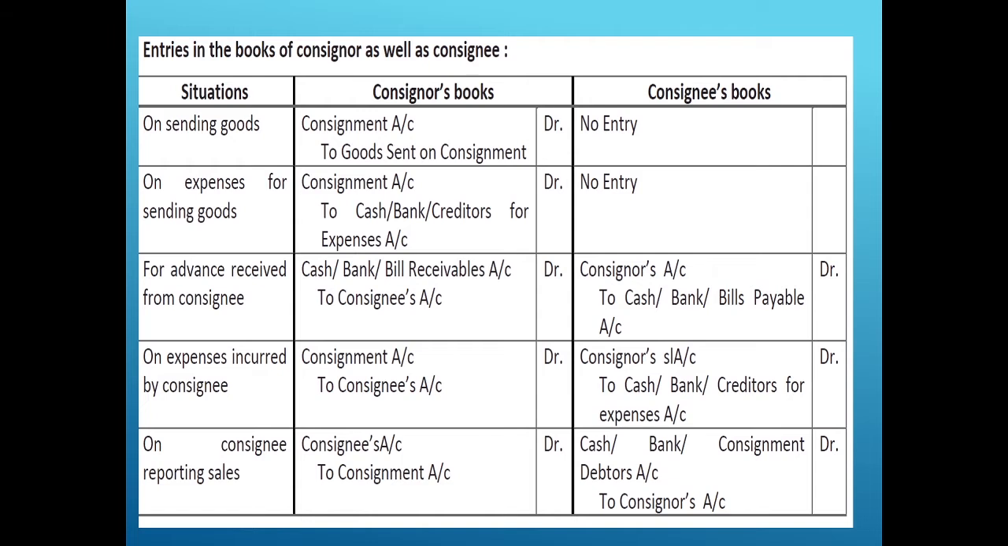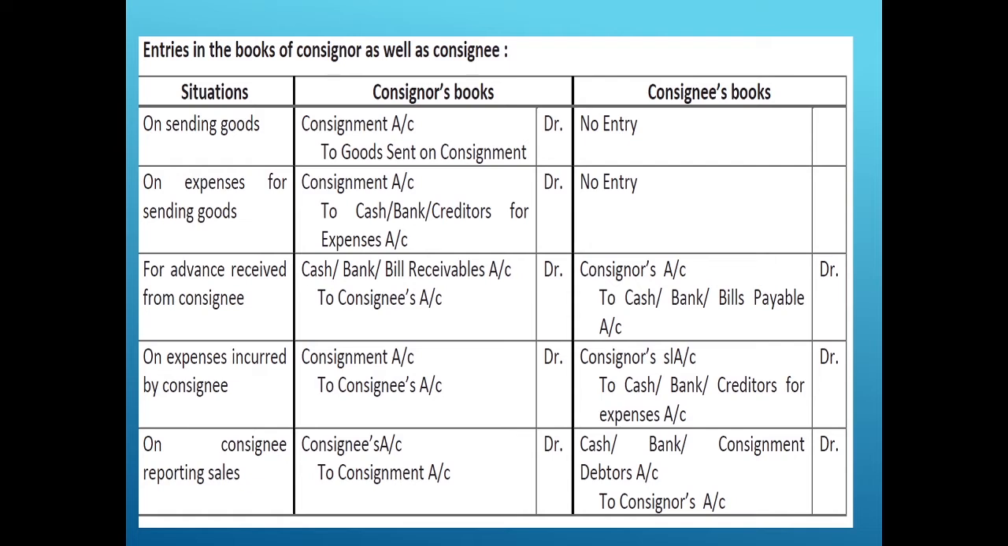Okay. So, journal entries. The first journal entry is for sending the goods. The entry is consignment account debit to goods on consignment. Next entry is consignor expenses: consignment account debit to cash account. Next one is advance received from consignee: cash, bank and bills receivable account debit to consignee account.